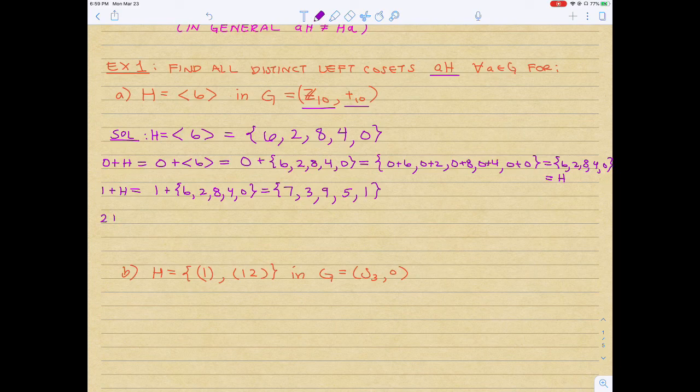And let's see if we do 2 plus H. Well, that's 2 plus {6, 2, 8, 4, 0}. And so that's 8, 4, 10, which is 0, 6, and 2. Well, what is that? That's just taking us right back to H, right? So now we notice that we are repeating. And the question asks us to find all the distinct left cosets of this particular group.